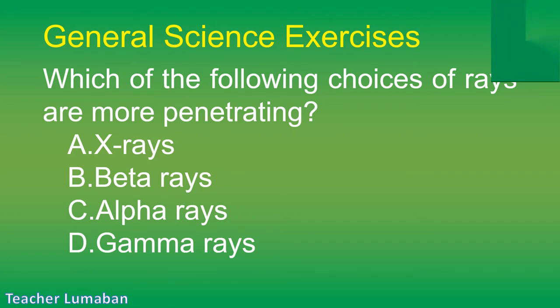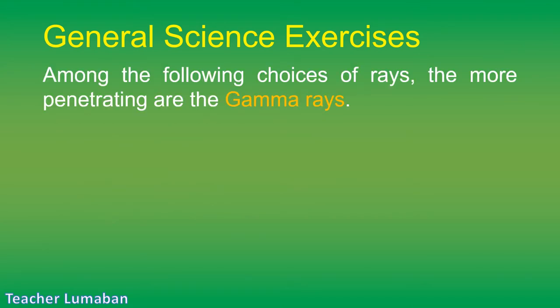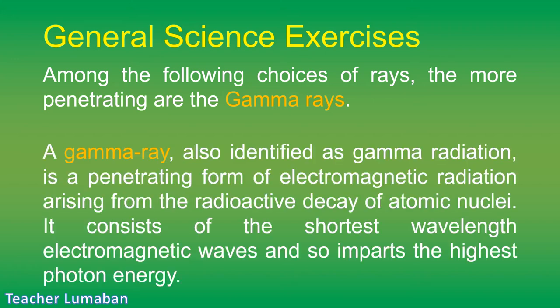The correct answer is letter D, gamma rays. Among the following choices of rays, the more penetrating are the gamma rays. A gamma ray, also identified as gamma radiation, is a penetrating form of electromagnetic radiation arising from the radioactive decay of atomic nuclei. It consists of the shortest wavelength electromagnetic waves and so imparts the highest photon energy.